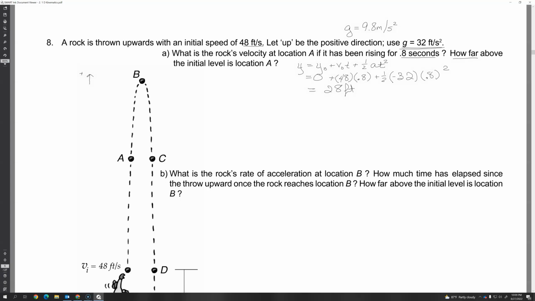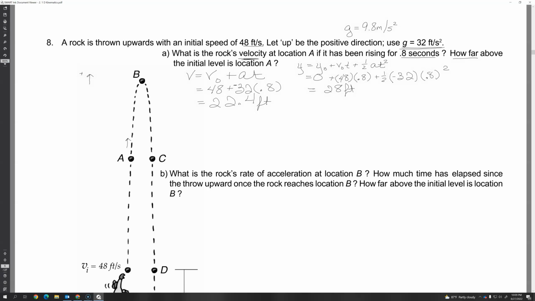Now the other question we're asked is what is its velocity? How fast is it going in direction at location A? Well, that's equal to v naught plus a t. If I do that, we're going to start with 48, and then I have 32, and of course, that is a negative. So don't forget your negative, gremlin. Times 0.8 seconds. So that's 22.4 feet. So it's going in a positive direction. It's still going up at 22.4 feet per second.